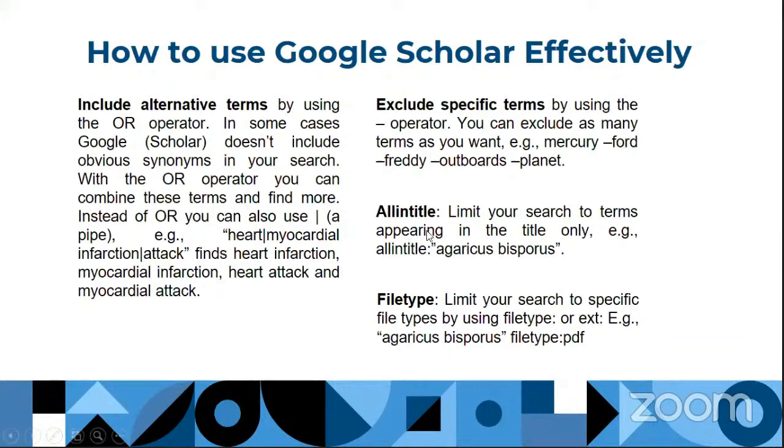Then the next one is allintitle, which limits your search to terms appearing in the title only. So it picks up whatever you have mentioned. If it is only in the title, it just picks up those research papers. Finally, you come up with the file type of PDF.